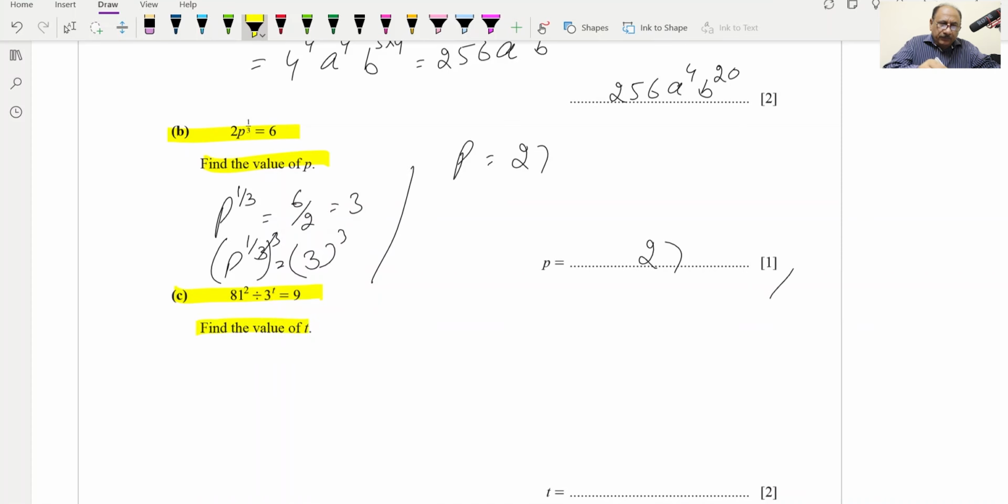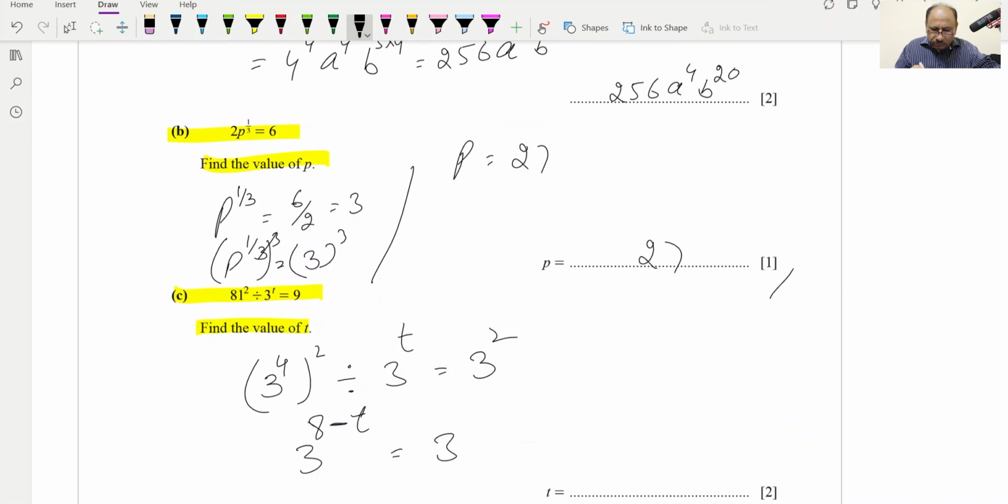Find the value of t. So what we can do, we can write 81 as 3 raised to the power 4, whole squared, and division 3 raised to t is equal to 9. We can write 3 squared, and this will be 3 raised to the power 8, 4 into 2 will be 8, and minus, because of division, minus t is equal to 3 squared.